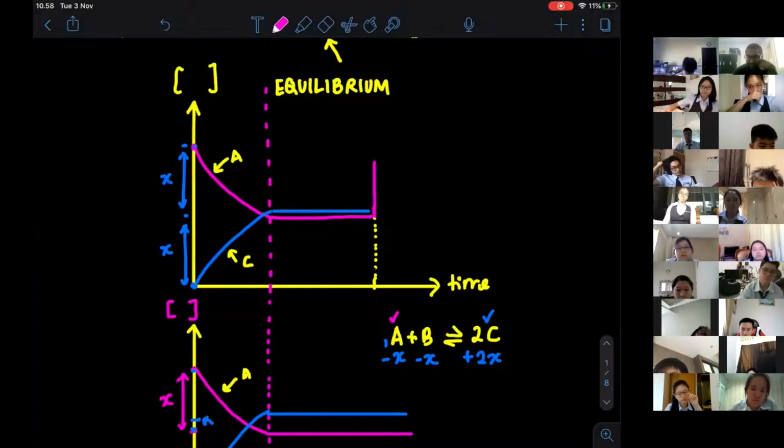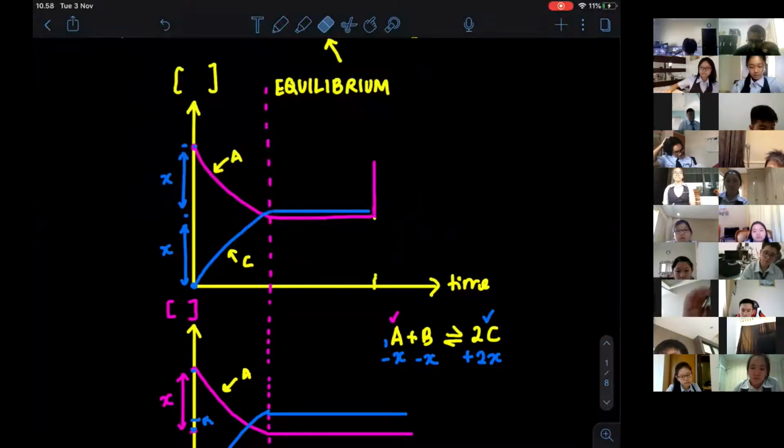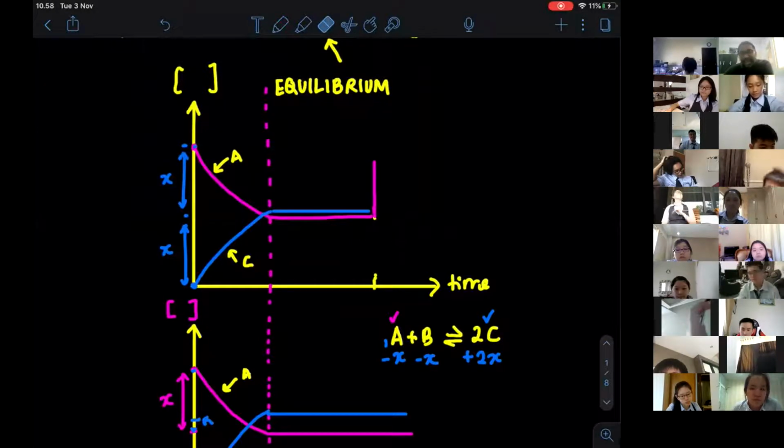So basically I'm increasing the concentration. Okay, I'm going to erase this part first so that it's easier for you to see. It means I am actually adding A suddenly. Basically, I am disturbing the equilibrium. Okay, I'm disturbing the equilibrium.